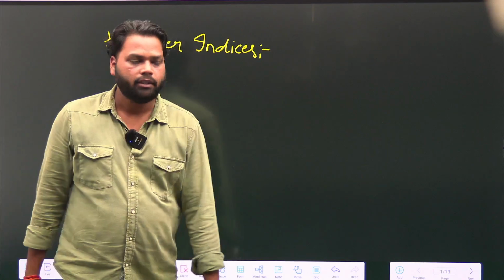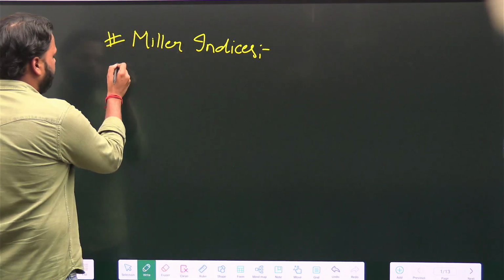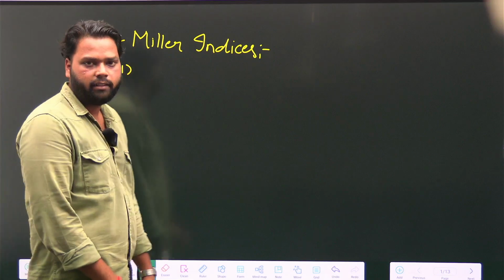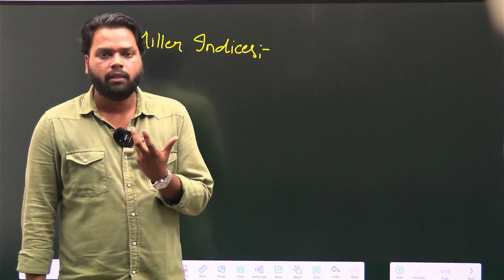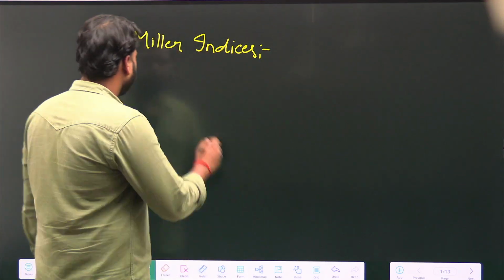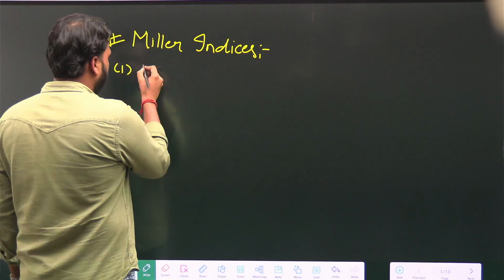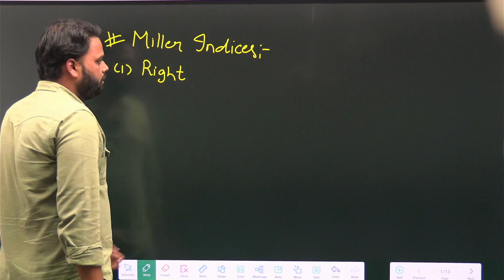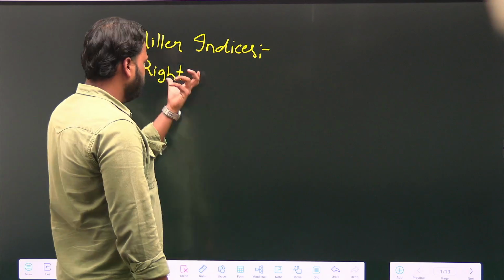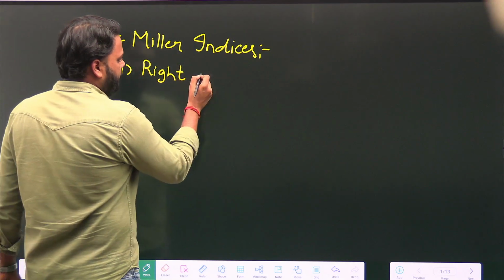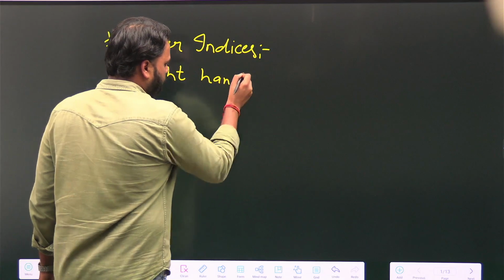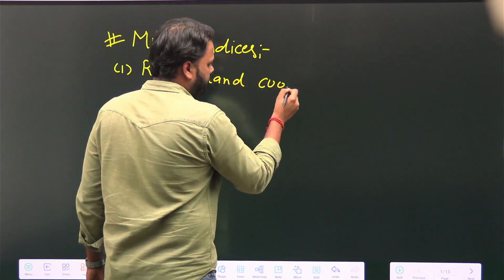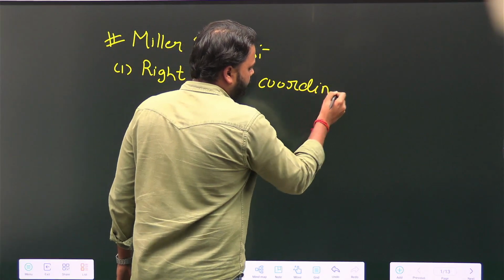Miller indices. The first point I also discussed yesterday: first of all, choose the right hand coordinate system. It will be constant. For any plane, if you find the Miller indices, this will remain fixed. Right hand coordinate system.